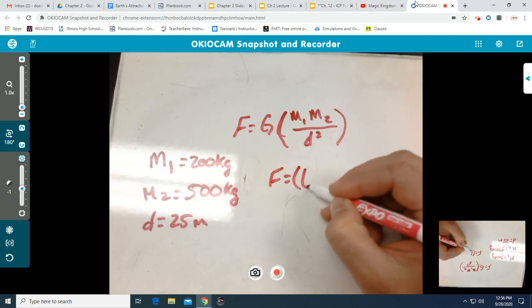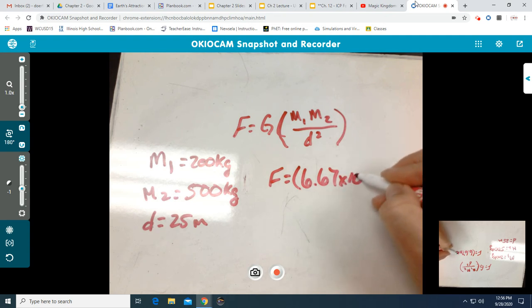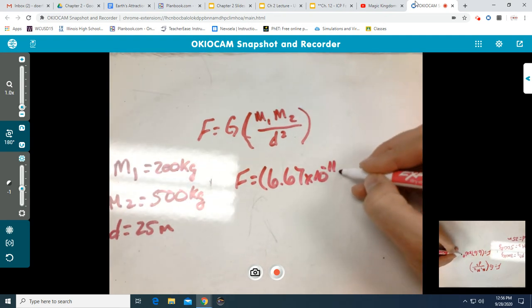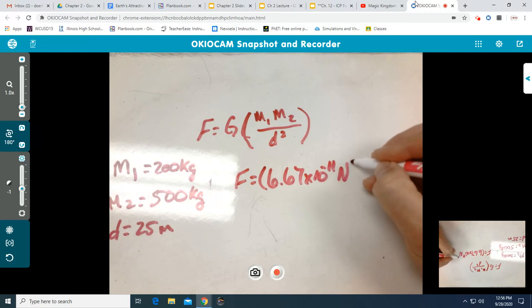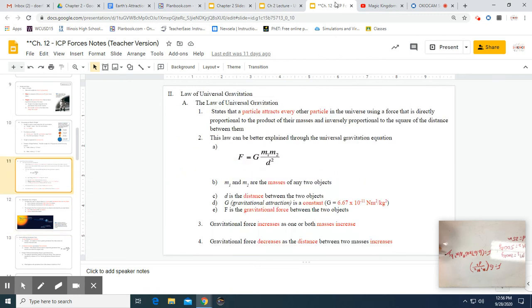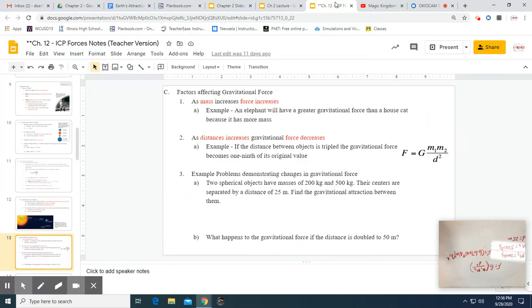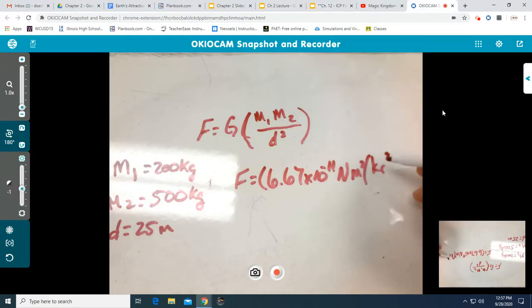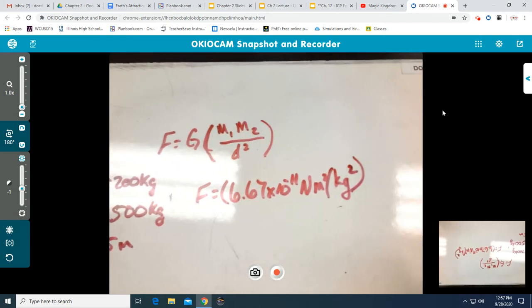So again, G was 6.67 times 10 to the negative 11th Newton meter squared per kilogram squared. I forgot to write down the units, and I put the line in the wrong one. There we go. All right. Back at this, folks. So just fixing my mistakes. It happens.